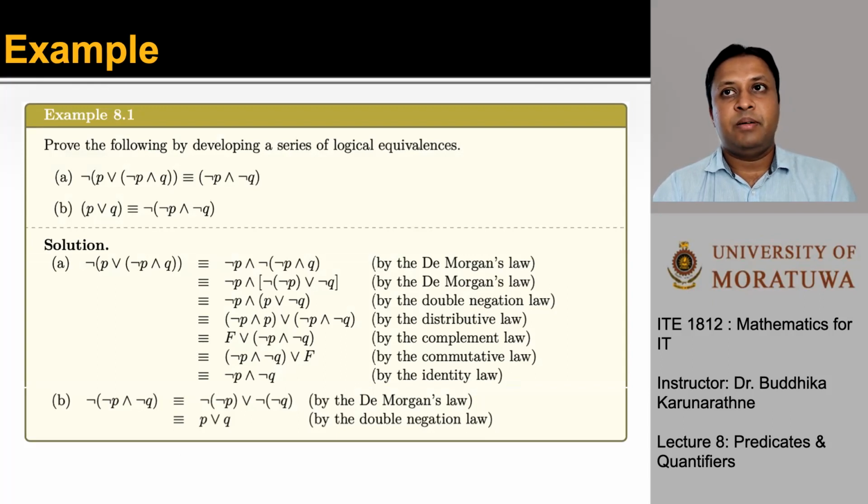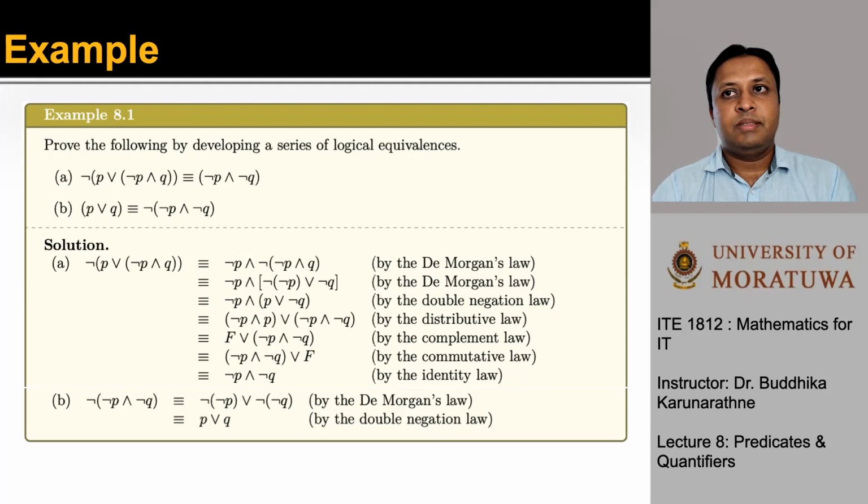So let's take an example so that we can identify the application of these different laws. In this example, we are required to prove the following statements by developing a series of logical equivalences. So part A is negation of P disjunction, negation of P conjunction Q is equivalent to negation of P conjunction negation of Q.